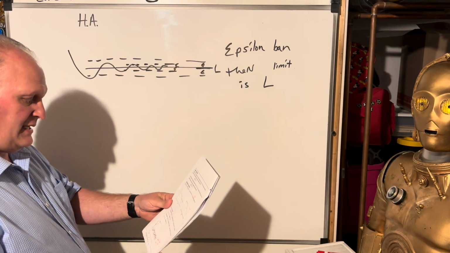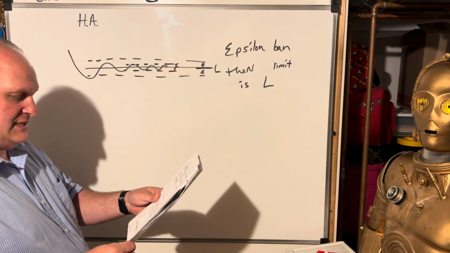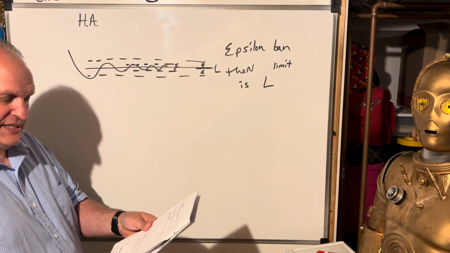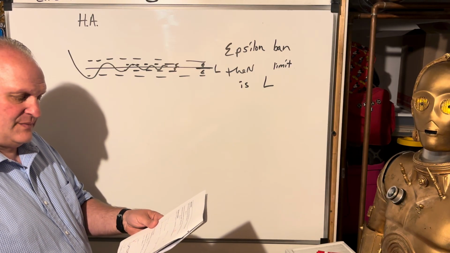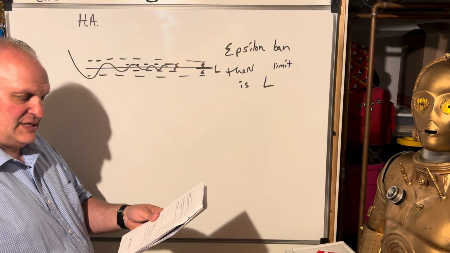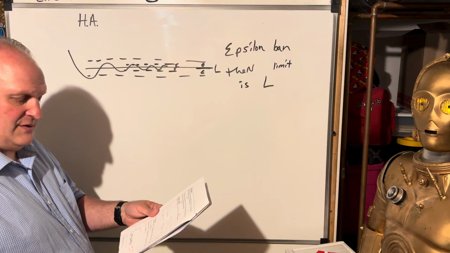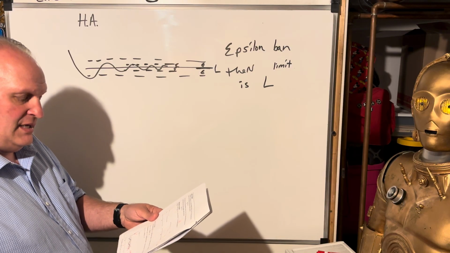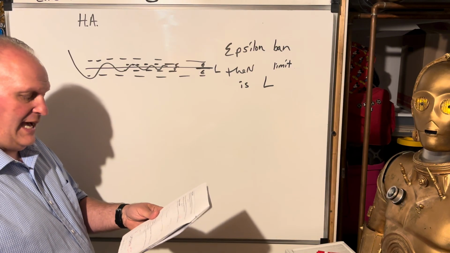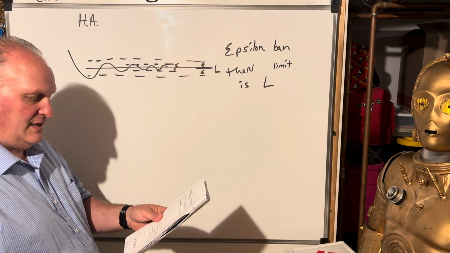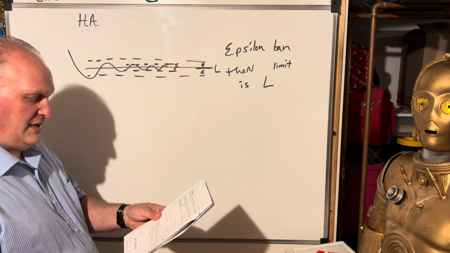So that is where the limit of f of x is equal to L. So the statement, the limit as x approaches infinity, f of x equals L, means that for each epsilon greater than 0, there exists an m greater than 0 such that x is greater than m.